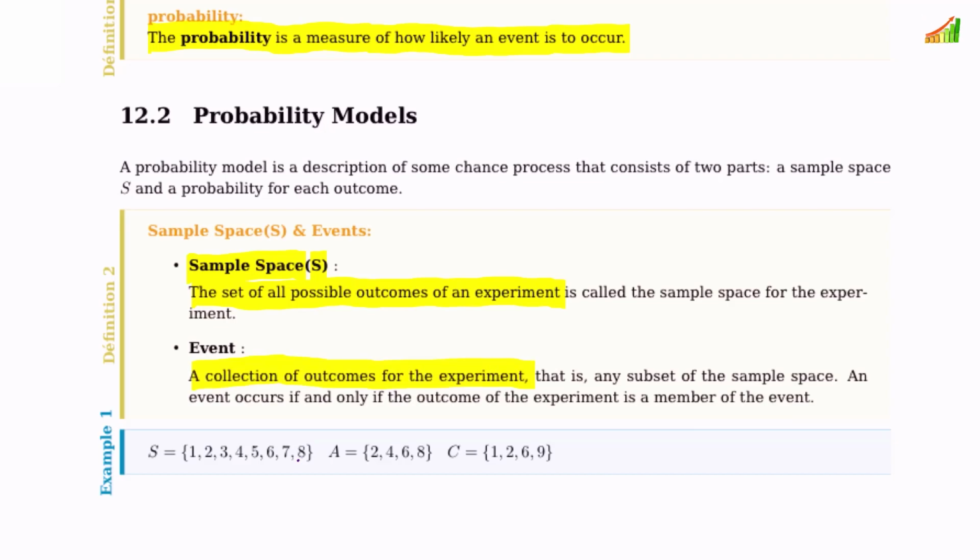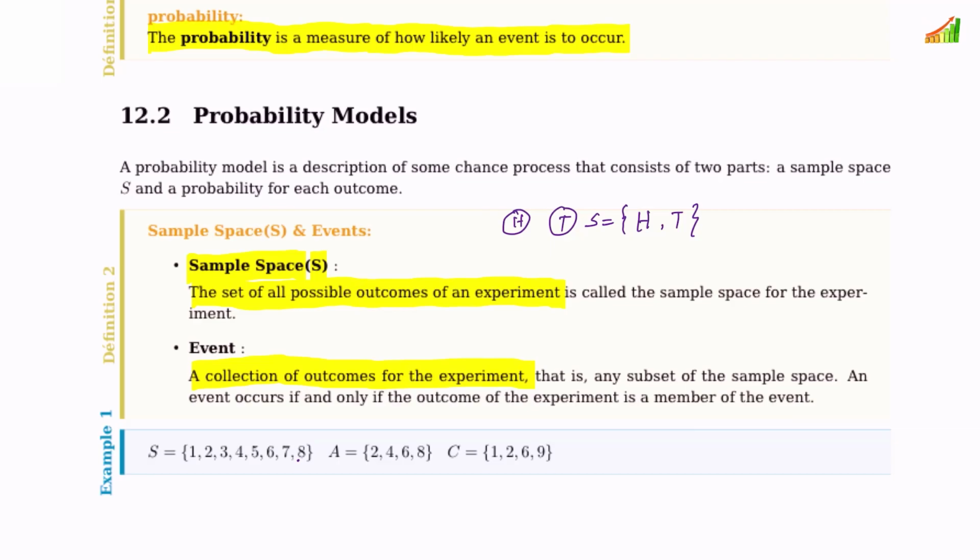Now let me explain these two definitions using some examples. Think about tossing a coin. It has head and tail. What are the outcomes we can expect? It may be H and T. So this is the sample space for tossing a coin, all possible outcomes. Now let me explain events.